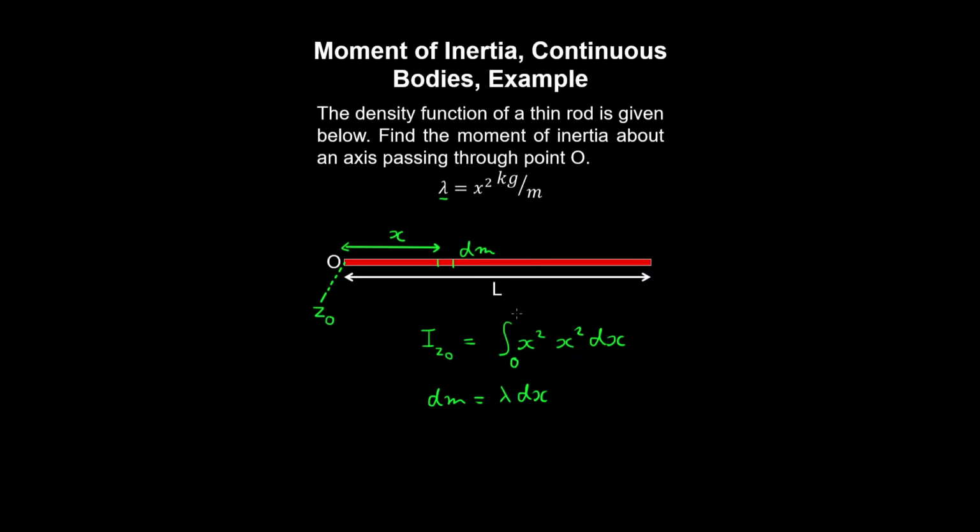And we integrate from 0 to L. And if you evaluate this integral, you'll get the following result. Now we can write this in terms of the mass by integrating the density function with respect to x from 0 to L. And if you evaluate this integral, you get the following expression. So we can write L cubed in terms of the mass. And then substituting for L cubed, we get 3/5 m L squared.